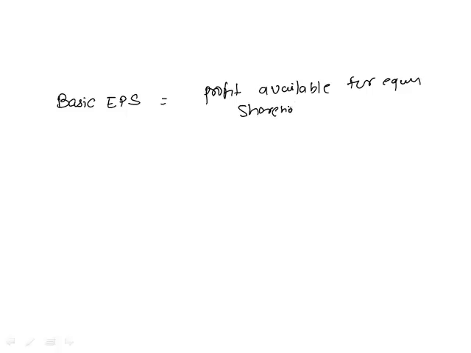Okay, let's start. Please write down a formula. Basic EPS. EPS would be earning per share is equal to. The numerator is profit available for equity shareholders. Okay, the numerator of this formula, profit available for equity shareholders.